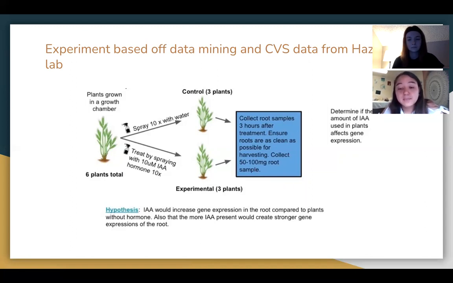of our plant compared to without any of that IAA hormone, and that would create a stronger gene expression of the root. We did this by planting 6 plants, 3 control that we sprayed with water, and 3 experimental that we sprayed with 10 micromolar IAA hormone, and then collected the root samples after 3 hours of treatment, making sure they were as clean as possible, and then loaded the data into qPCR.